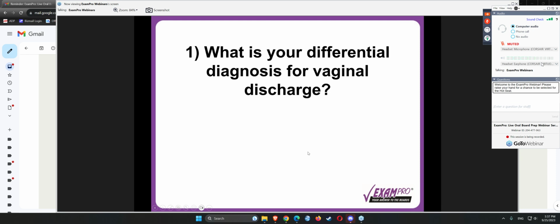What is your differential diagnosis for vaginal discharge? So my differential diagnosis includes sexually transmitted infections such as gonorrhea, chlamydia, trichomonas, bacterial vaginosis, yeast infections, some type of abscess, either in the vagina, cervical. You could have pelvic inflammatory disease. That's what I'm thinking right now.